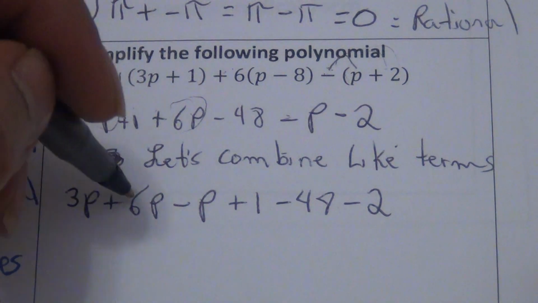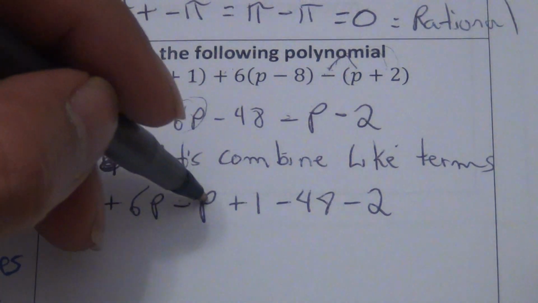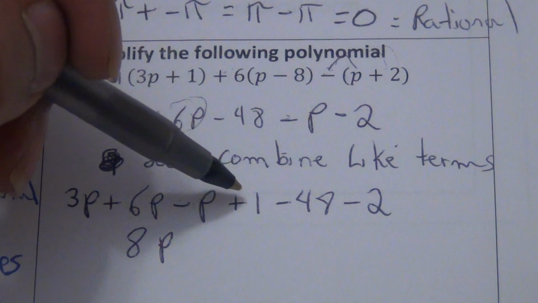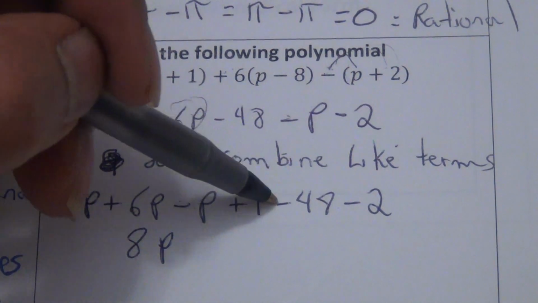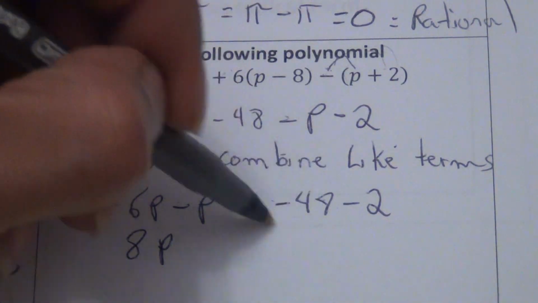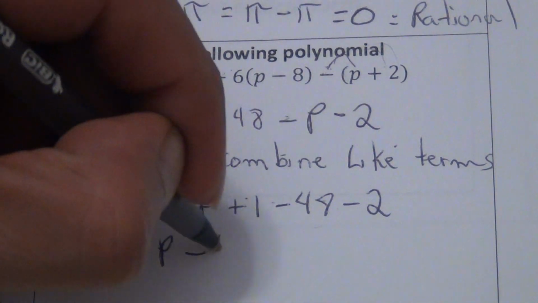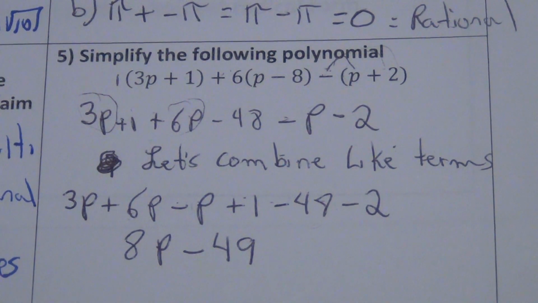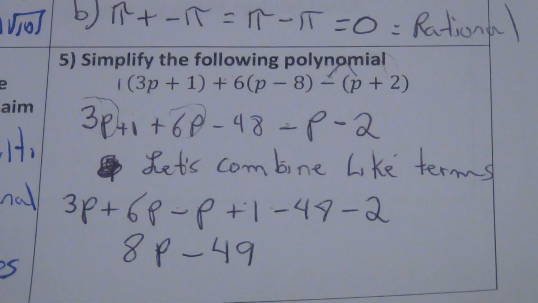3p plus 6p is 9p. 9p minus 1p is 8p. Then we have the natural numbers. 1 minus 48 is negative 47. Negative 47 minus 2 is negative 49. And that's it. Alright? So now, let's turn the page over.